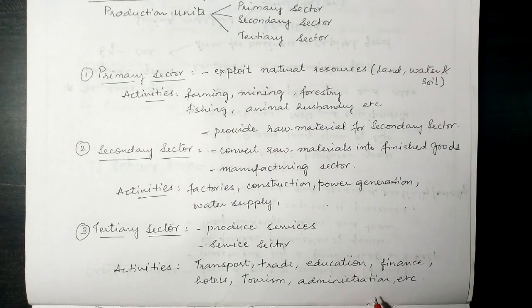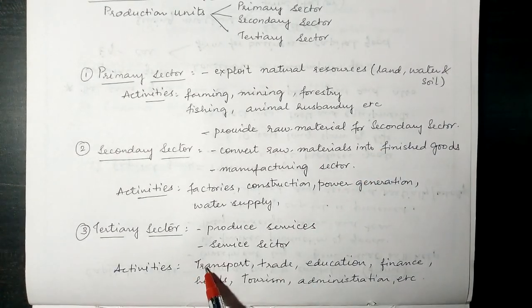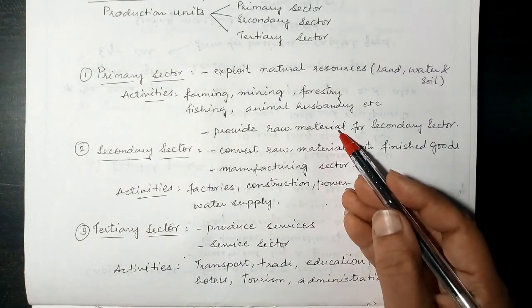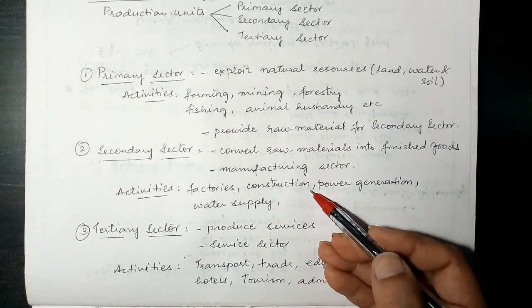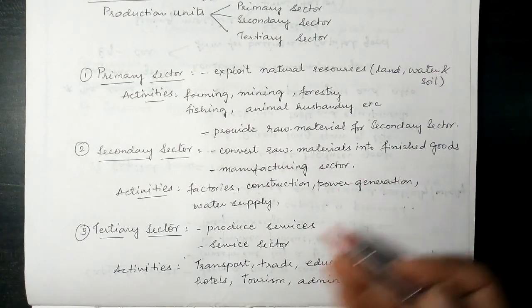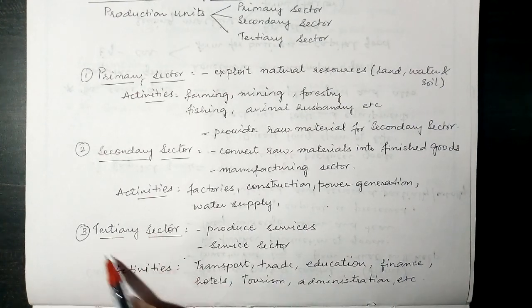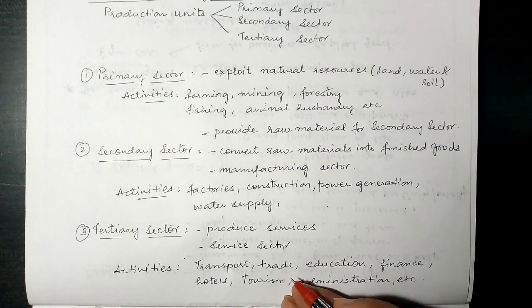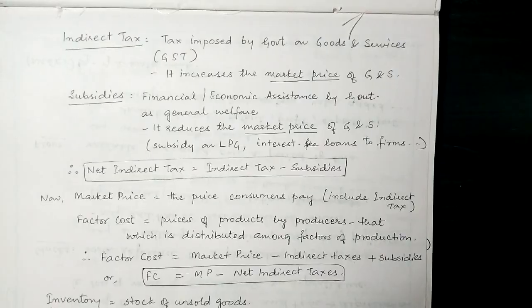Now, why I said they depend on the secondary and the primary sectors is that transportation is in the tertiary sector, the services sector. So it transports raw materials obtained from the primary sector into the factories or construction sites, which come under the secondary sector. So it provides the services, and hence all of them are included under the tertiary sector, and the tertiary sector depends on the primary as well as the secondary sectors.